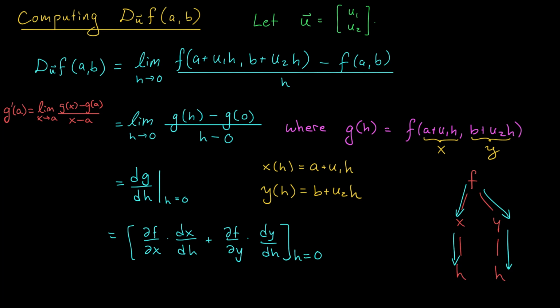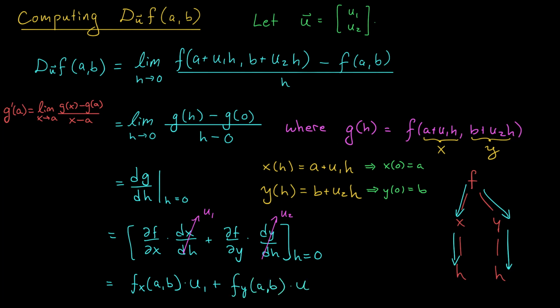Okay, now can we evaluate some of these derivatives? I think we probably can. Notice that dx by dh is really just this constant u1, whereas dy by dh is this constant u2. Now we have to plug in h equals 0 to this expression. Well, when h is 0, our function x of h is really just a, and our function y of h is really just b. So essentially we're plugging in the point (a, b). What we end up with is the partial derivative of f with respect to x at (a, b) times this u1 term, plus partial f by partial y at (a, b) times this u2 term.